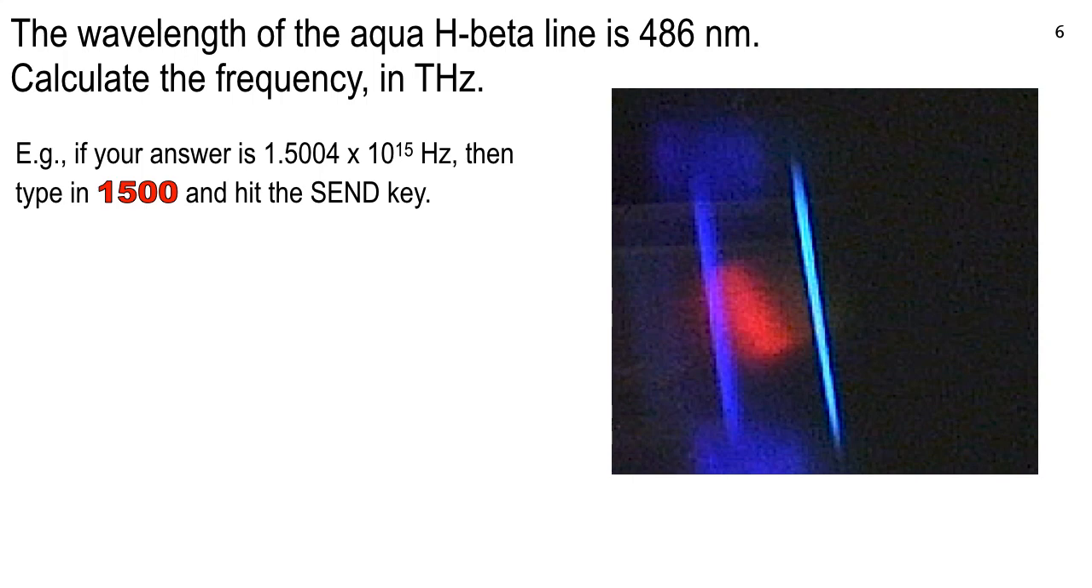Terahertz, tera is 10 to the 12th. And then nanometers is 10 to the minus 9 meters. So.